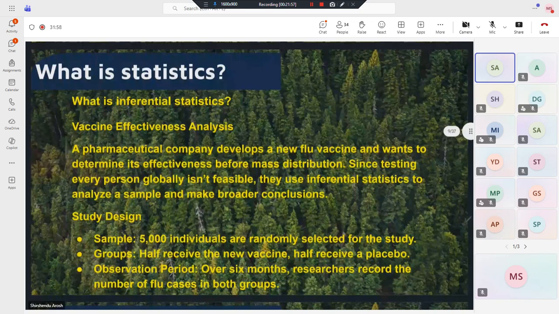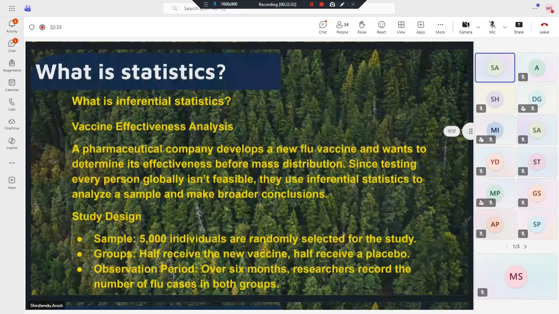A typical example, probably you have come across during the COVID scenario, right? Say a pharmaceutical company develops a new flu vaccine and wants to determine the effectiveness of that particular vaccine. I guess it is a quite obvious and common example in the bio science area. Before mass distribution, you are trying to find out whether the vaccine works on a particular flu. So there should be a design of the study.